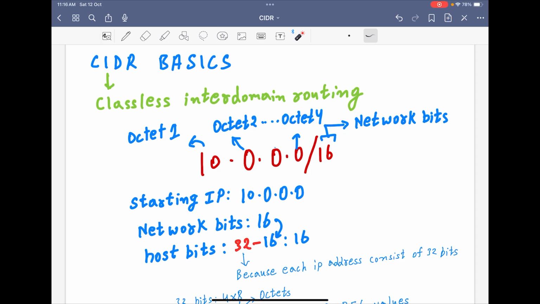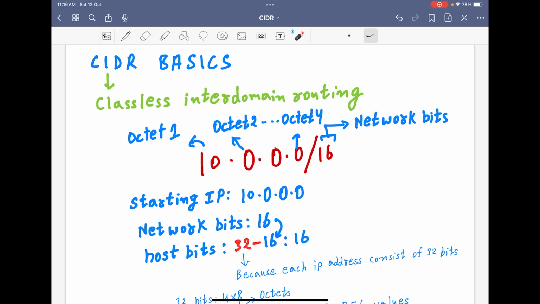Today we will learn the basics of CIDR notation. CIDR is classless inter-domain routing. We specify a set of continuous IP address range using this particular notation. Here we have an IP address and a number of network bits.